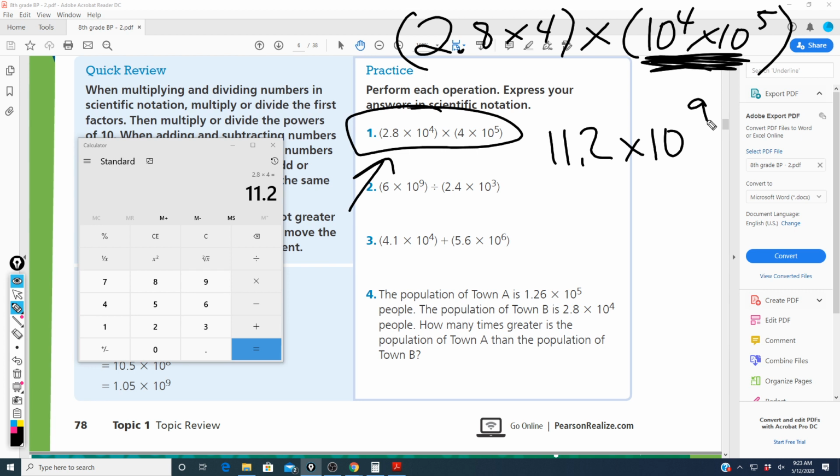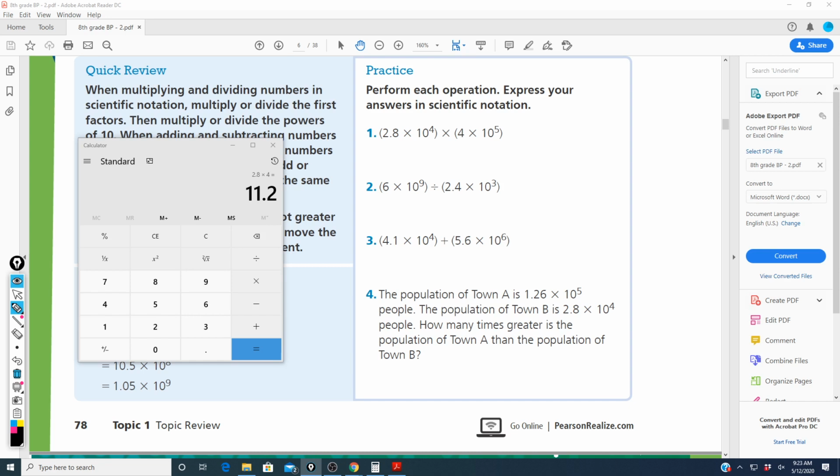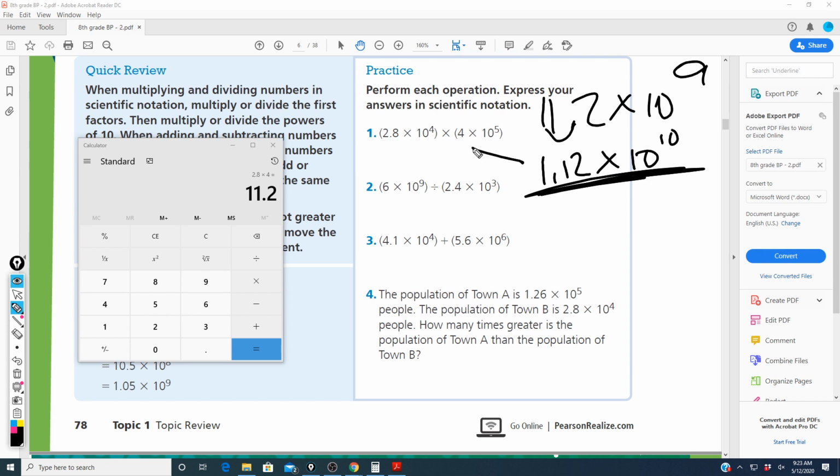To put this in scientific notation, we have to make this above 1 and below 10, right? So above 1 and below 10. But 11.2 times 10 to the ninth, we move our decimal 1 to the left, which makes it 1.12 times 10 to the 10th. And that right there would be your scientific notation for number one.